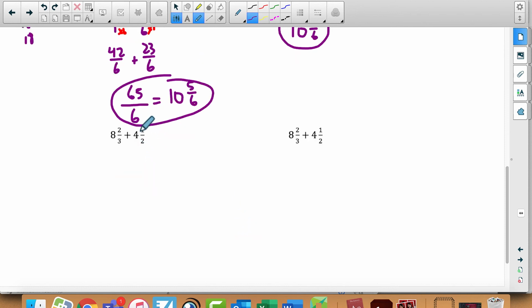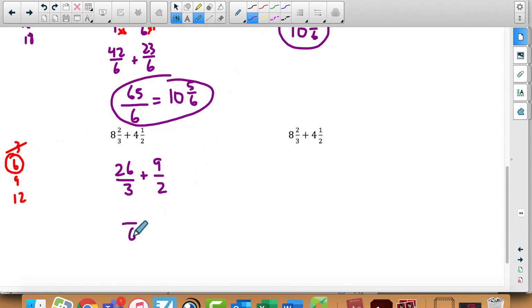Alright, last one. Both methods we'll use. First one, we switch to improper. 8 times 3 is 24, plus 2 is 26 over 3, plus 4 times 2 is 8, plus 1 is 9 over 2. We need the lowest common denominator, so let's count by 3, the big one. 3, 6, 9, 12. Does 2 go into 3? No. Does 2 go into 6? Yes. There's our lowest common denominator.